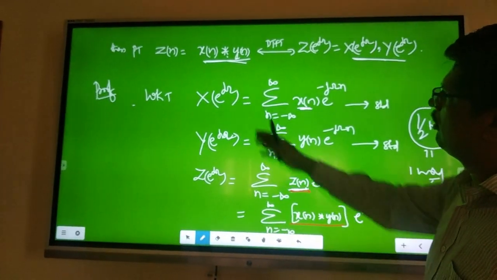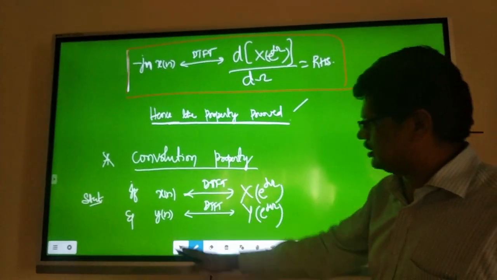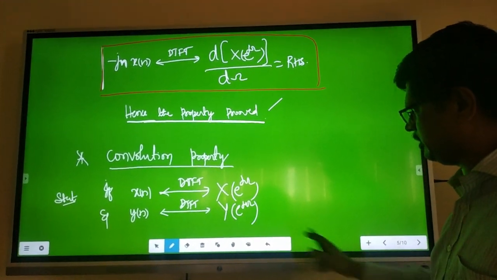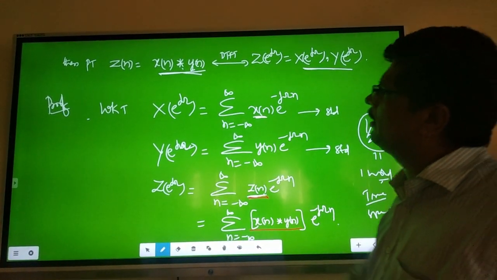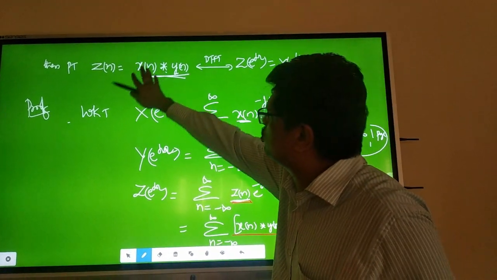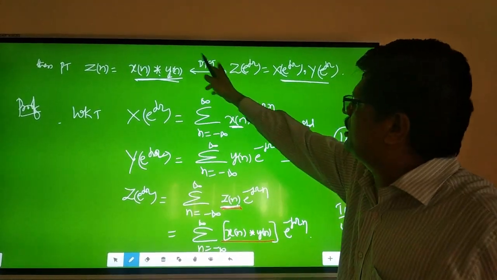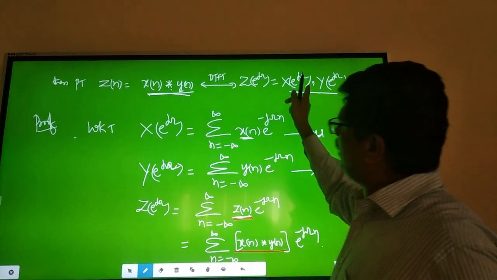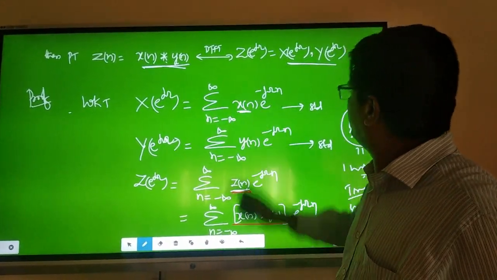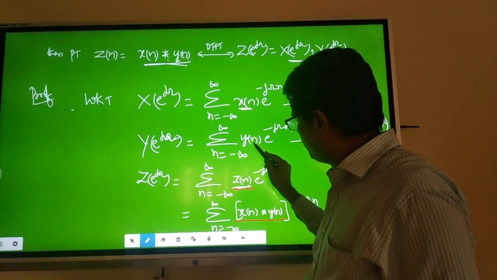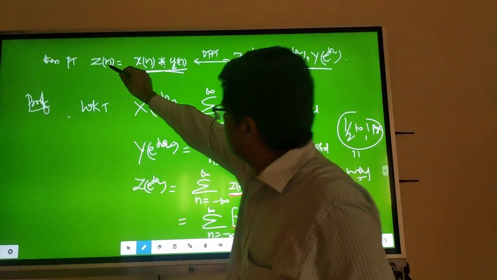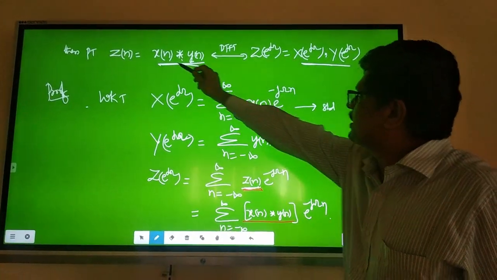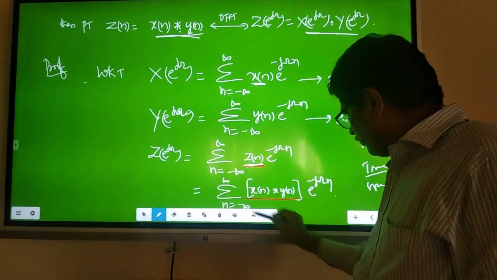Very easy only. For example, what is that? This is the expression. First statement: x of n, y of n, X of e power j omega, Y of e power j omega. Then LHS, that is convolution in time domain, is equal to frequency domain multiplication. Right? How to write that? First write X of e power j omega in terms of x of n. Next Y of e power j omega in terms of y of n. Then write z of n in terms of Z of e power j omega. Then substitute z of n, that is x of n convolved with y of n.